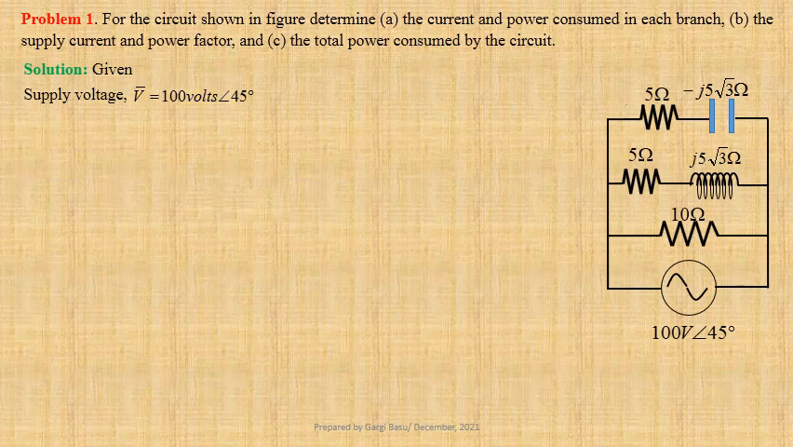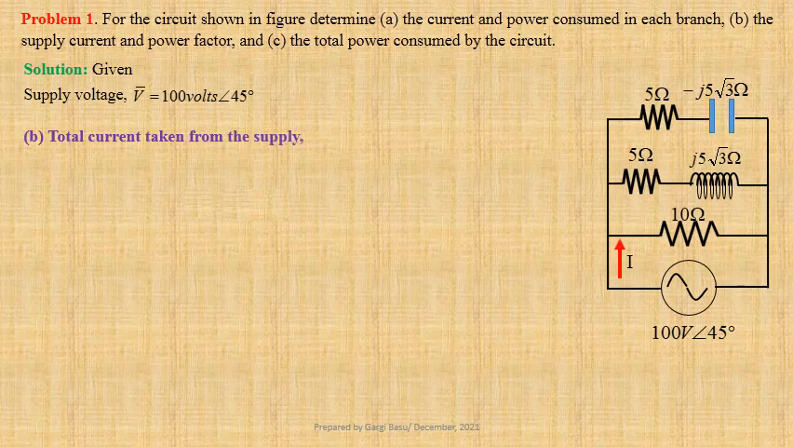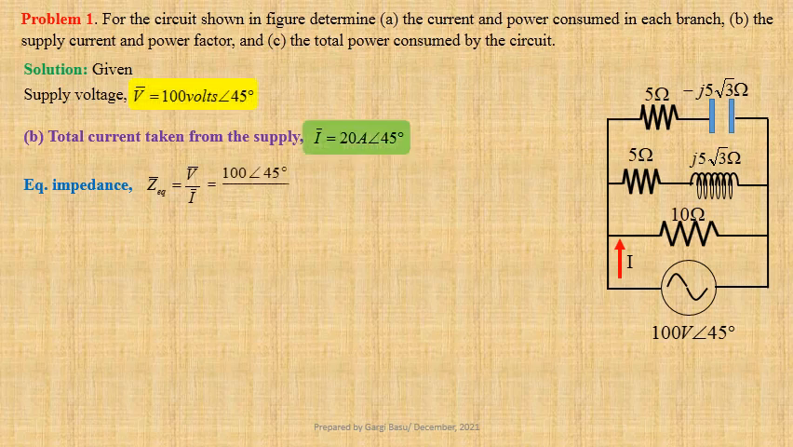We have obtained total current taken from the supply I equals 20 ampere at an angle 45 degree. Let us now determine equivalent impedance of this circuit. Zeq equals V divided by I. Using values we get 100 at an angle 45 degree divided by 20 at an angle 45 degree. That gives us 5 ohm at an angle 0 degree. This may be written in Cartesian form as 5 plus j0 ohm.